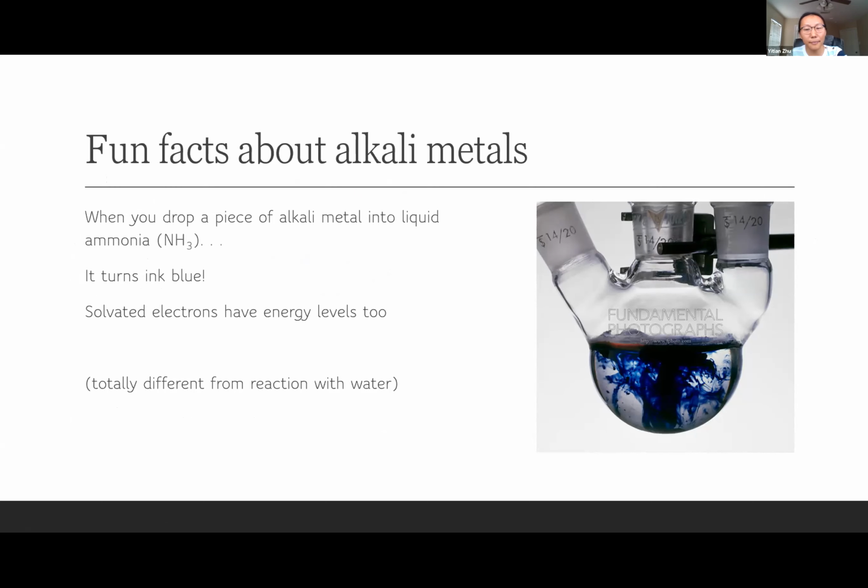And also the reason that it's blue is because, well, the alkali metal does lose its electron, but now the electron is surrounded by the ammonia molecules, sort of like the way the ion is surrounded by water molecules, except in a totally different way because now the electron itself has energy levels, and when it gets excited by light, well, the blue light is not absorbed, so that's why it looks like it's blue.